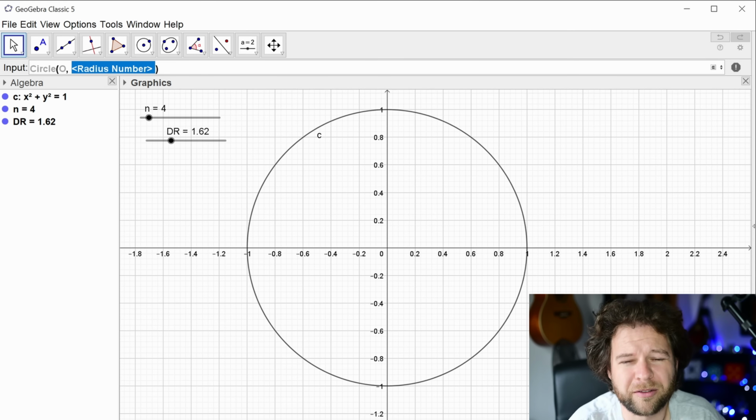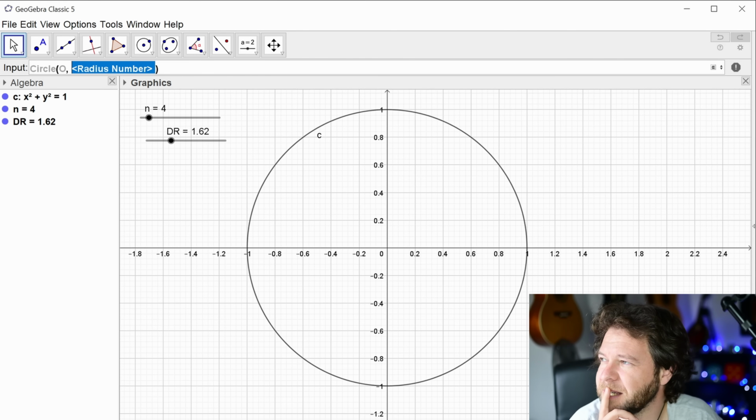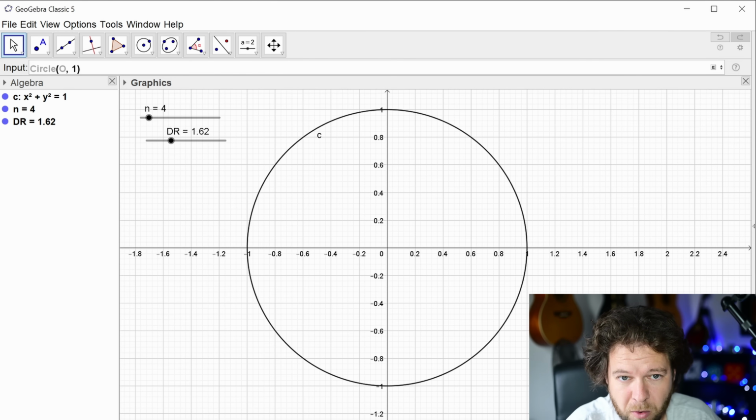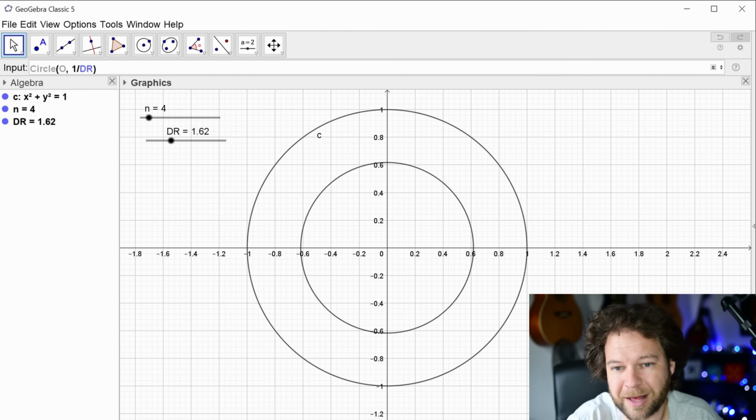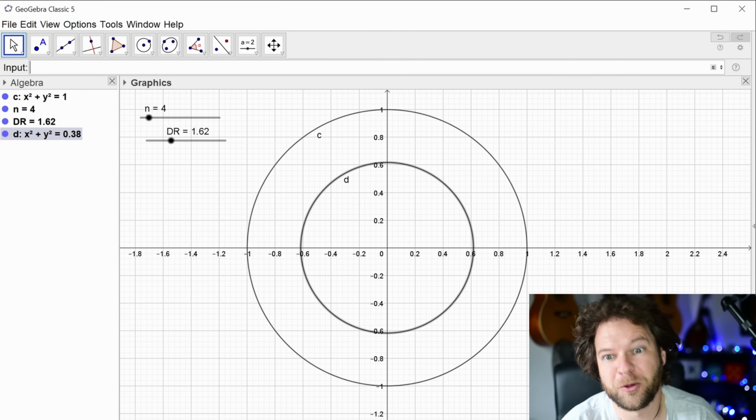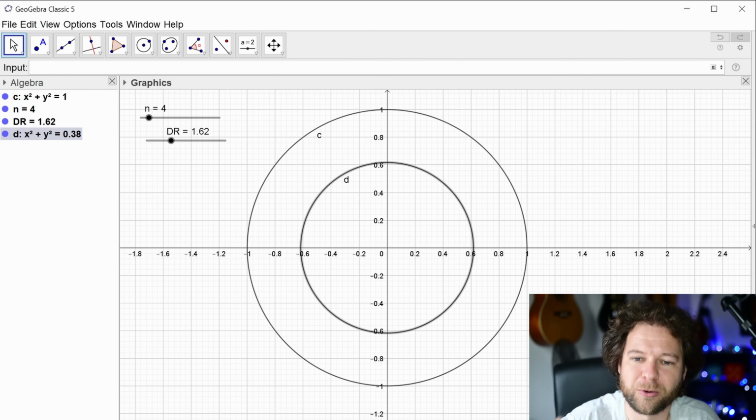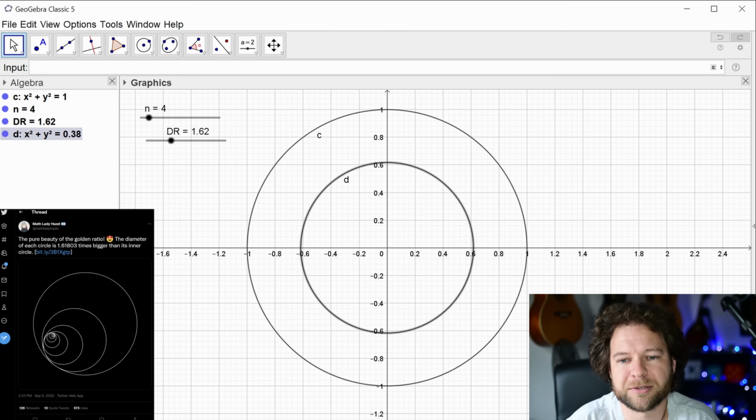I'm going to try and do one at a time, and then maybe build this up as a sequence, or possibly use the spreadsheet to generate each one. But let's just do one to start with. And this is going to be the original radius, which is 1, divided by the dr. And so that circle, I believe, that I've just made is the golden ratio of the original. So the inner circle times by the golden ratio should get me the outer circle in terms of diameter.